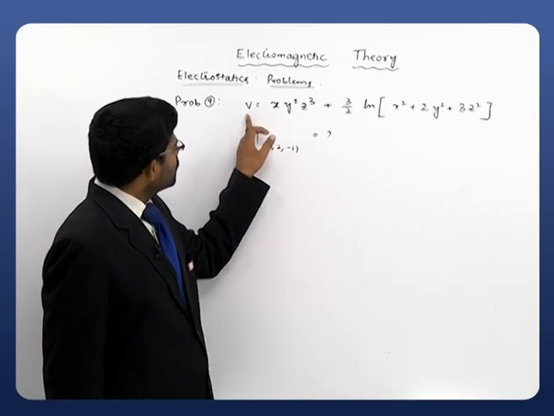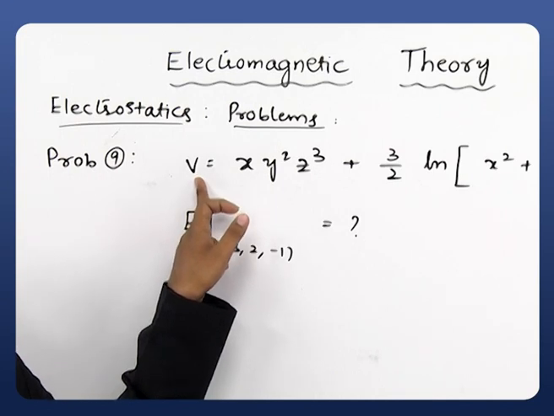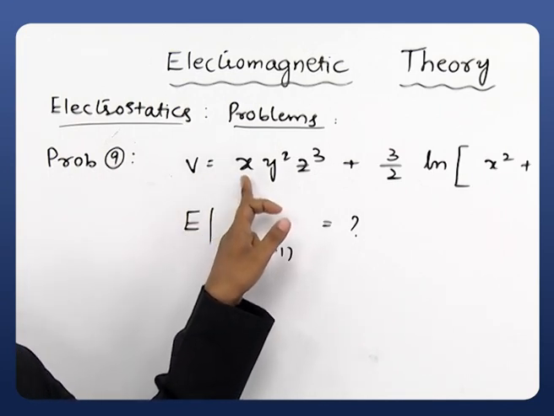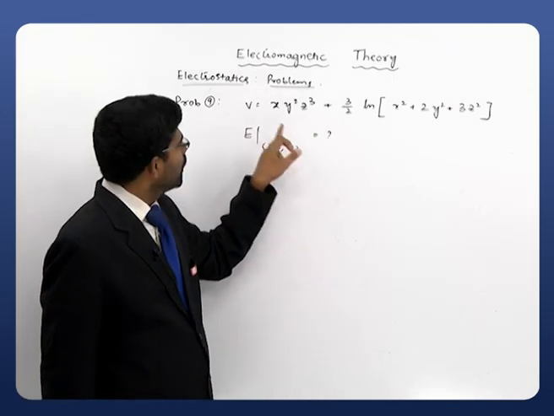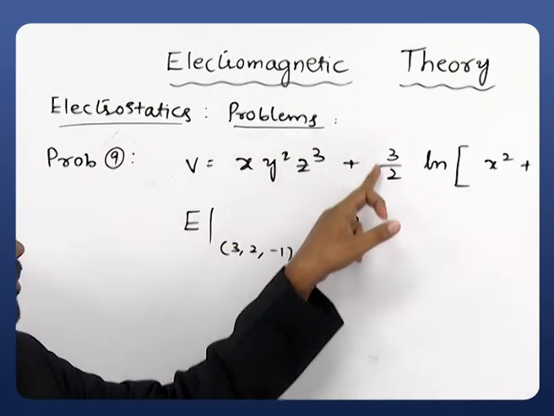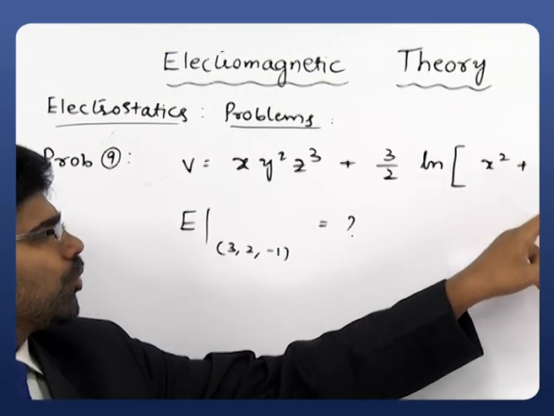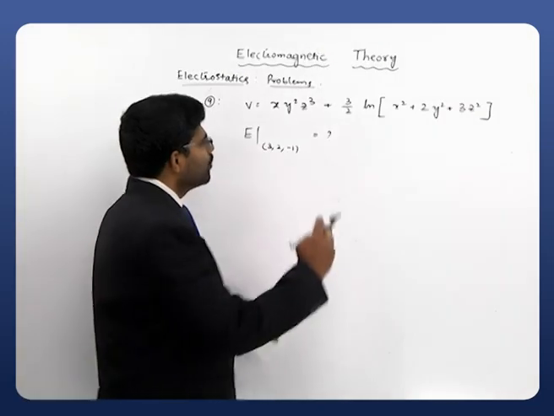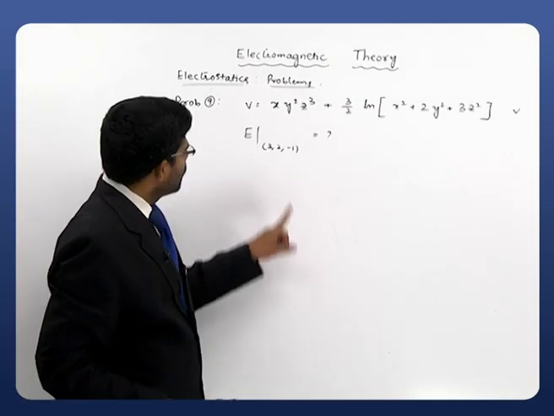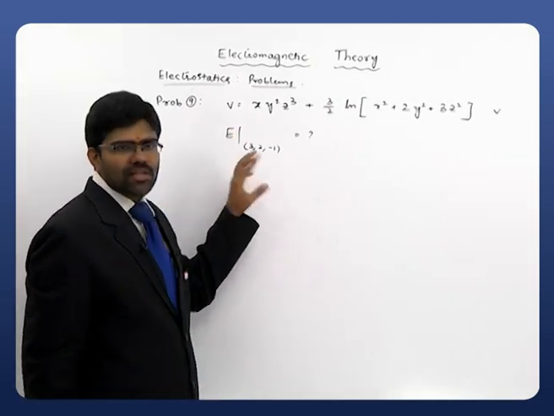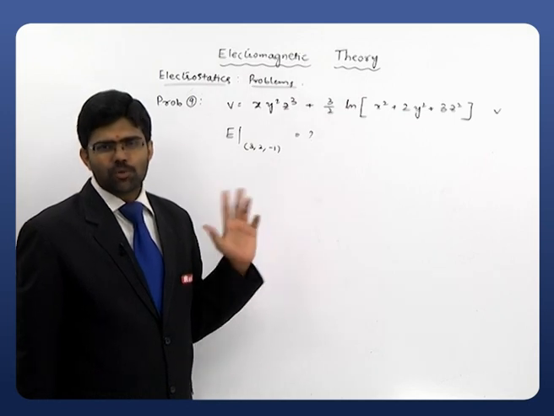Now here in this problem the potential is given to us. The potential is given in terms of x, y, z, that is clearly in the rectangular coordinate system. The potential function is given to us as xy square z cube plus 3 by 2 natural logarithm of x square plus 2y square plus 3z square. Maybe the units are volts. So here the potential is given. Next we need to calculate the electric field intensity at some point P in free space.